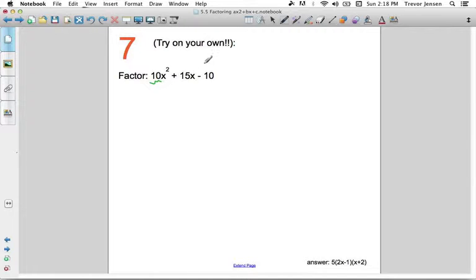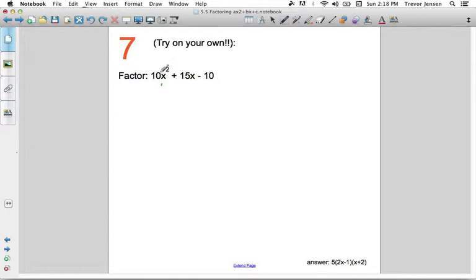Does 10 go into 15 and 10? Goes into 10, but it doesn't go into 15, so I can't factor out that 10. So what I'm going to have to do is factor this one by grouping. But remember, before you start factoring by grouping, check and make sure: even though the 10 doesn't go into all of the terms, is there a common factor that goes into all of them that will help me work with smaller numbers?